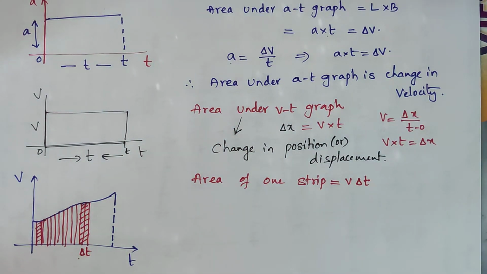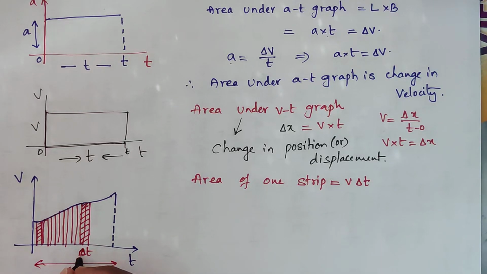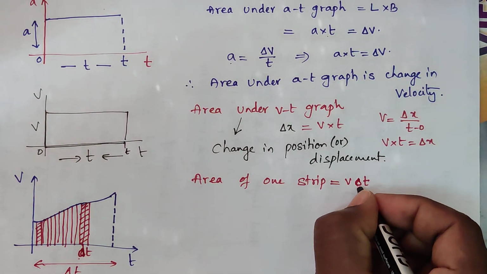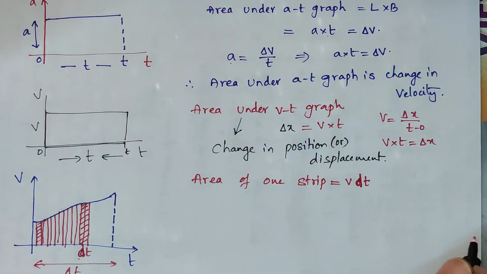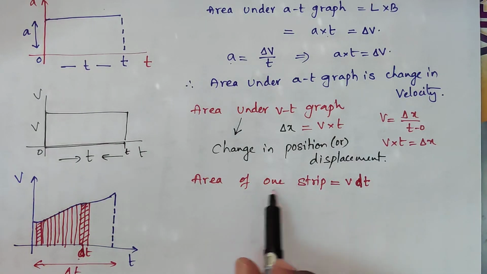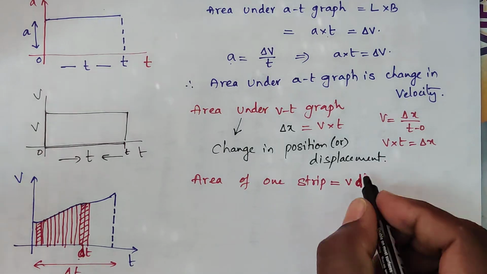Okay, this total interval is delta t. The time interval of a small strip is indicated with dt, infinitely small. Delta t is the time interval of a large range. Dt is the time interval of a very small strip. Area of one strip is v dt or v delta t, whatever it is.